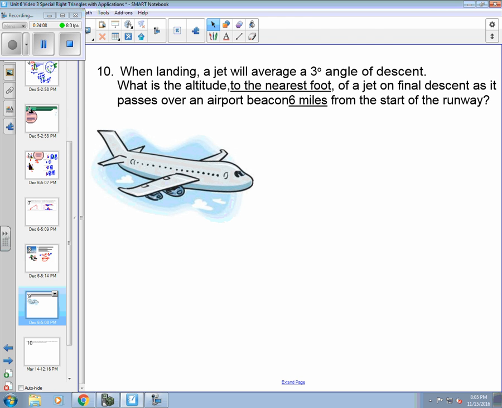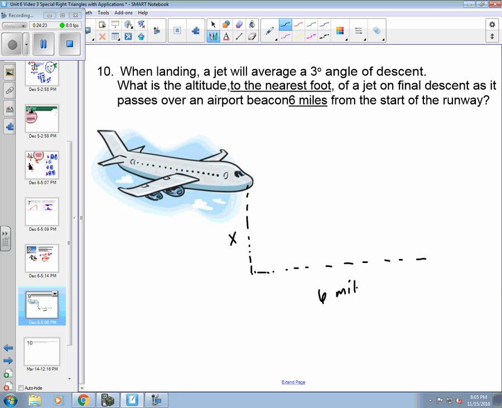Again, let's get a little picture here. Okay, so we want to find the height. They talked about that. What is the height? What's the altitude? It passes over an airport beacon 6 miles from the start of the runway. So over here is where the runway starts. What's the angle of descent?